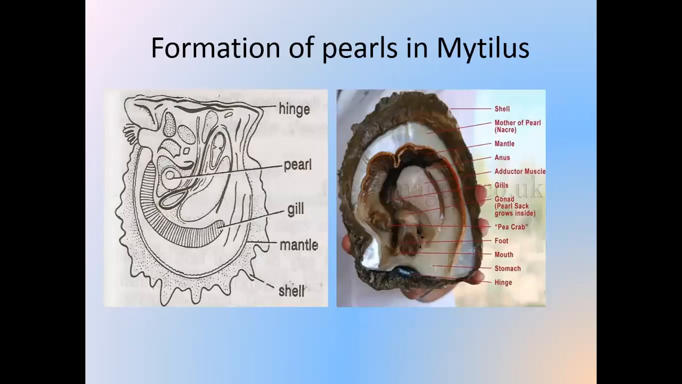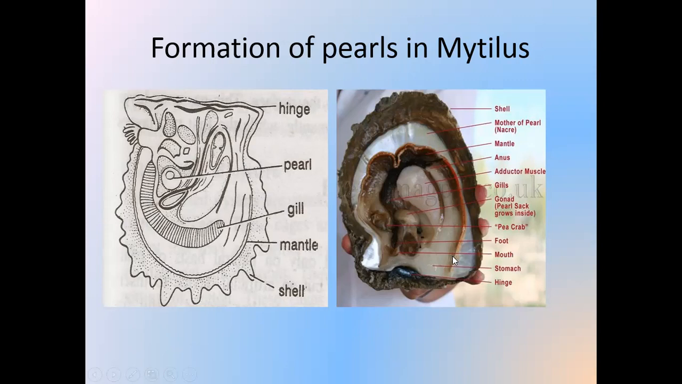This is the formation of a pearl in Mytilus. If you look at this picture, you can identify the inside and outside structure of the pearl oyster. This is the shell. This is the mother of pearl, the nacre. This is the mantle piece. This is the anus. This is the gill of the pearl oyster. This is the food portion. This is the mouth portion. This is the stomach portion also.